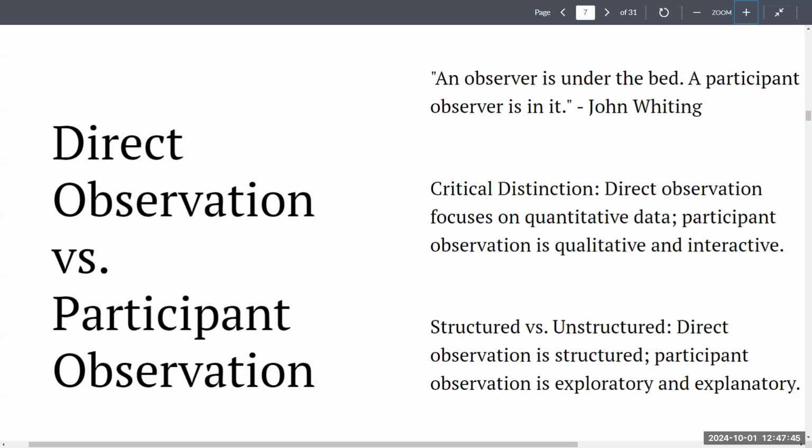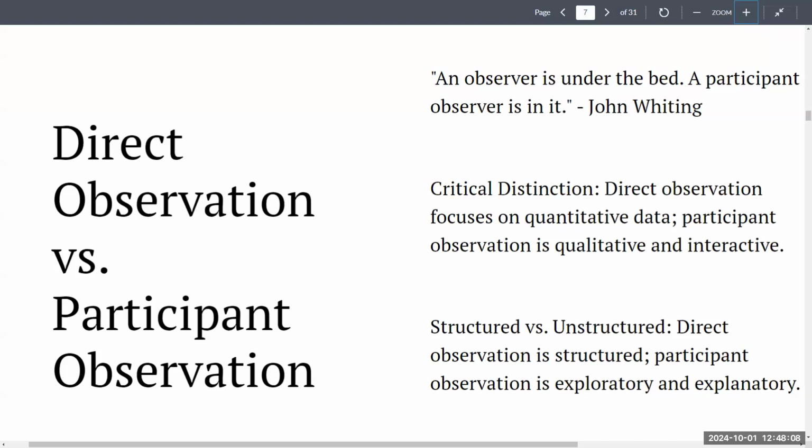You're not really participating in this research. Participant observation is a little bit different. The idea is that it requires immersion into the program, so the researcher becomes a part of that environment. They experience the behaviors and the events alongside the participants.